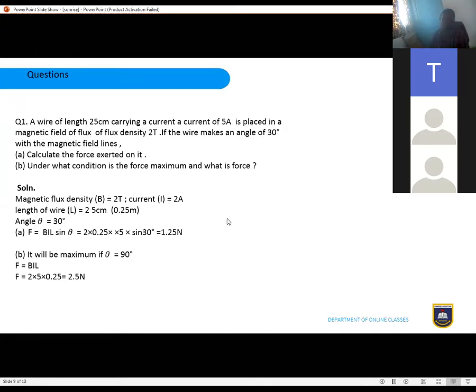Now let's look at this question. You can solve it on your own before even looking at the screen. You just look at the question and start solving because the formula was given in the previous slide.